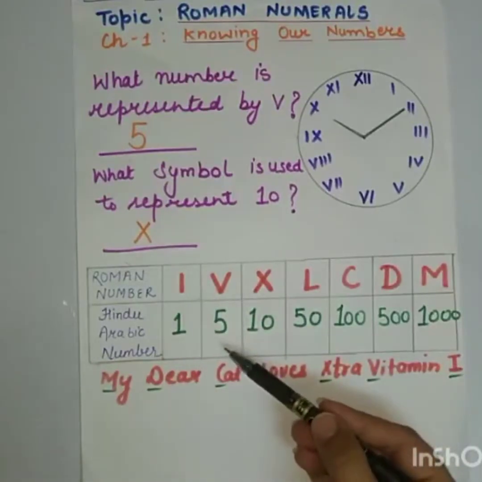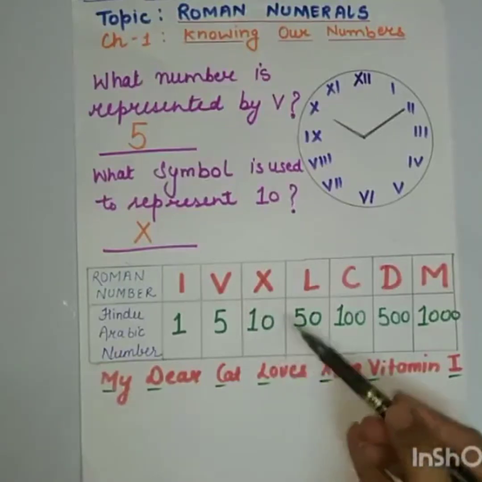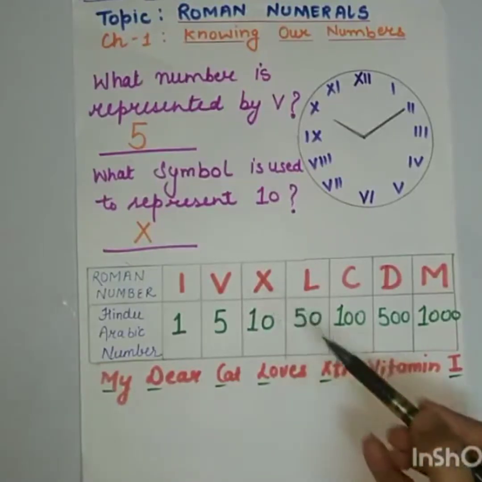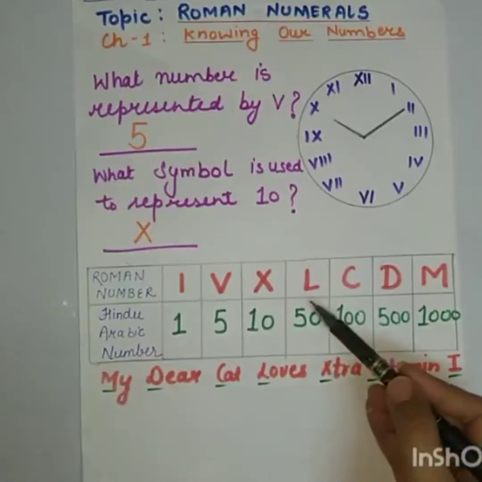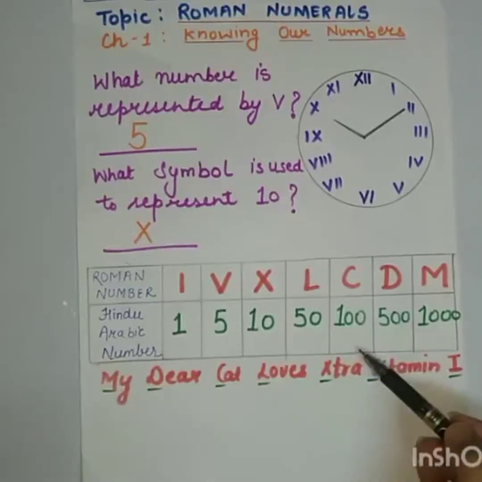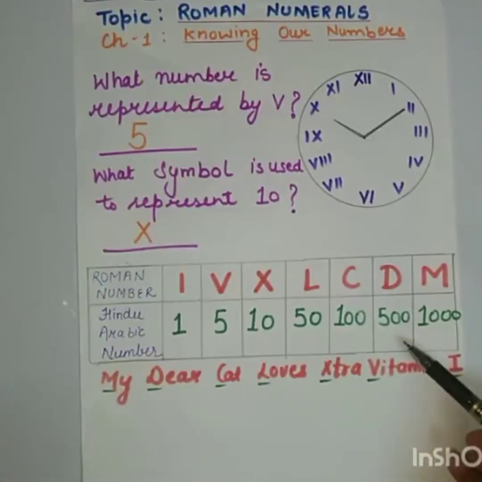For the number 5, letter V is used. For the number 10, letter X is used. For the number 50, alphabet L is used. For the number 100, alphabet C is used. For the number 500, alphabet D is used. And for the number 1000, alphabet M is used.